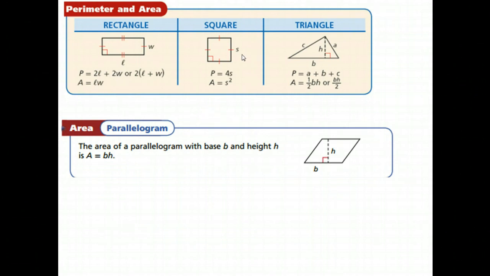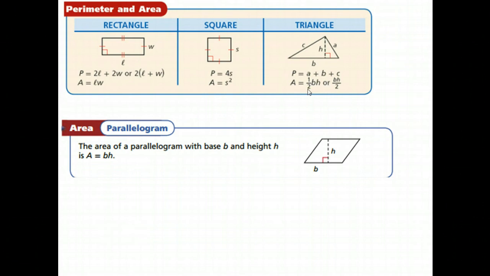For a square, since all of the sides are the same length, the perimeter is 4 times s, or all 4 sides together, because they're all the same. And area is sides squared, because you take the side times the side, and they're exactly the same, so it's the side times itself. For a triangle, the perimeter, you just have to add the 3 outsides together.